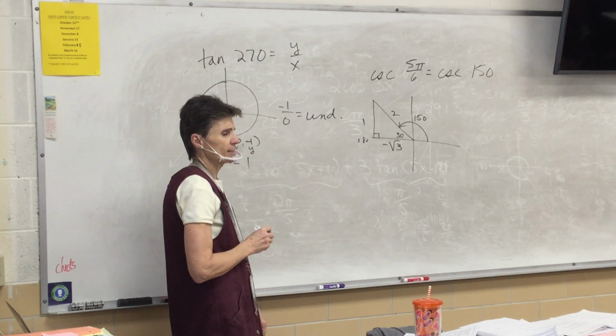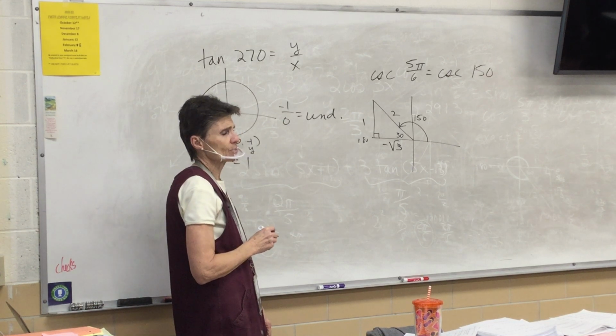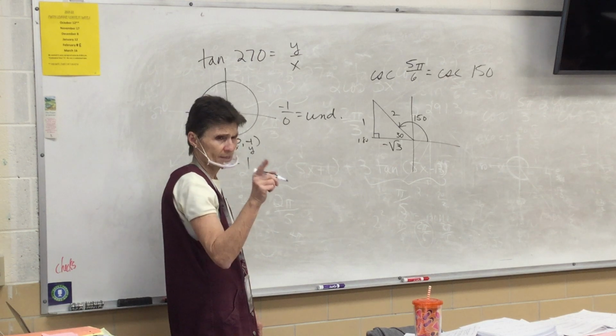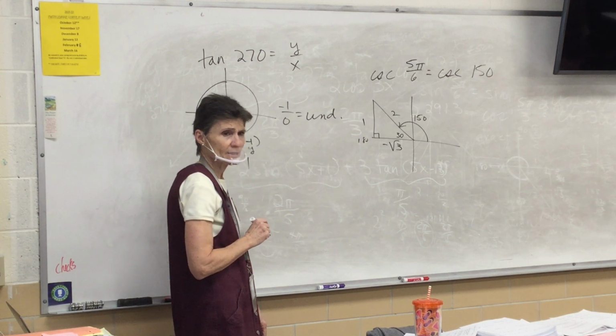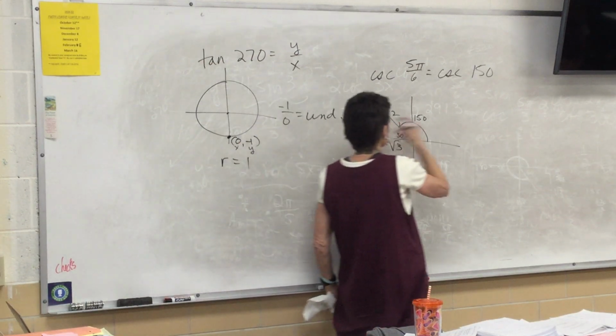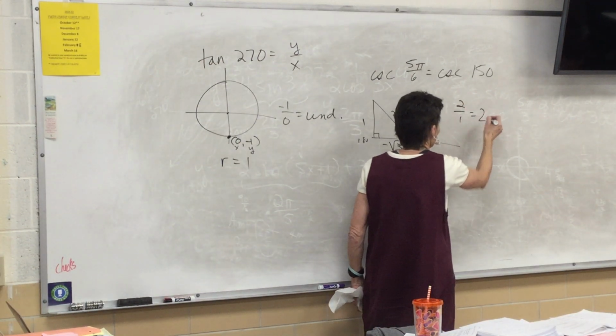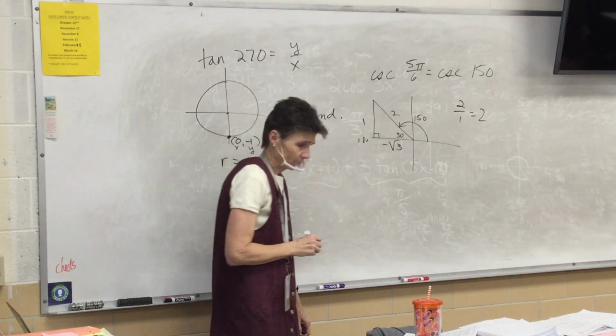Now what's cosecant? Cosecant is reciprocal of sine. So it will be hypotenuse over opposite. So hypotenuse over opposite is 2 over 1, or 2.